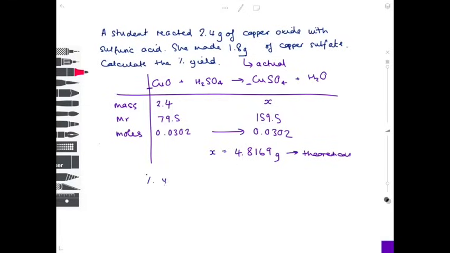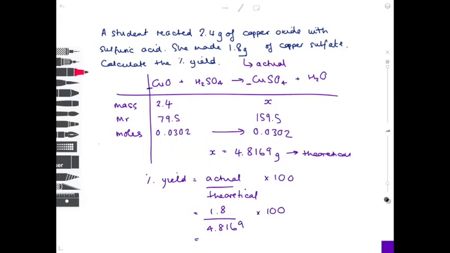And now we can just substitute that into our percentage yield equation because that is the theoretical yield. So percentage yield is given by actual yield over theoretical times by 100 because we're looking for a percent. So actual was 1.8, theoretical was 4.8169, times that by 100, and we get a value which is 37%.